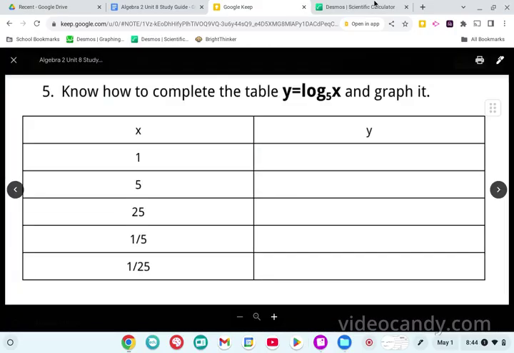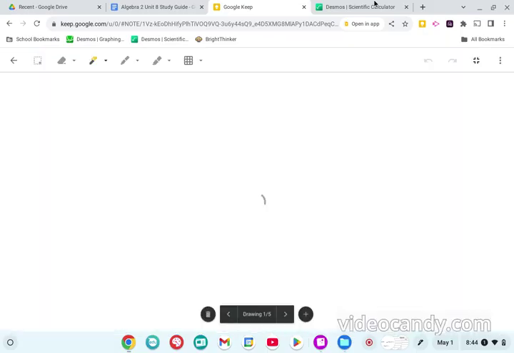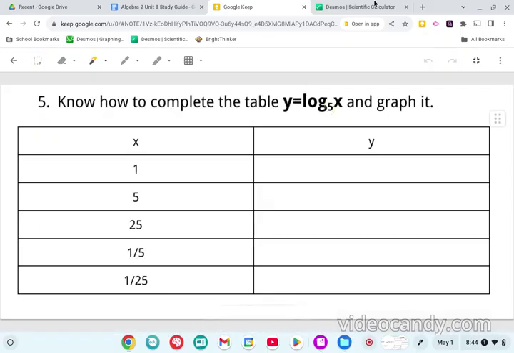Logarithm tables are pretty straightforward. To understand what's happening here, you have to think in reverse in terms of exponents. So what this is really asking me is 5. The reason I'm using 5 is because that is the base of my logarithm. It says it right here. So 5 to what power gives me 1? That's this number in the x. 5 to what power gives me 5?